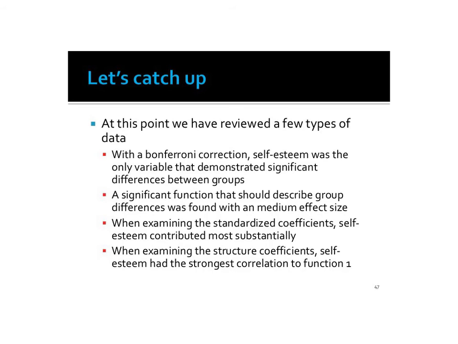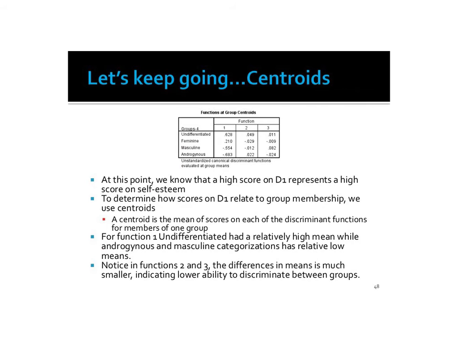When examining the standardized coefficients for function 1, self-esteem was the only one that contributed substantially, and when examining the structure coefficient for function 1, again self-esteem was the only one that had a strong correlation. So what we're seeing here is the output from our DFA is saying we have a significant function, self-esteem is the driving force, which matches up with our univariates where self-esteem was the only variable that significantly differed between the four groups. So let's keep going.